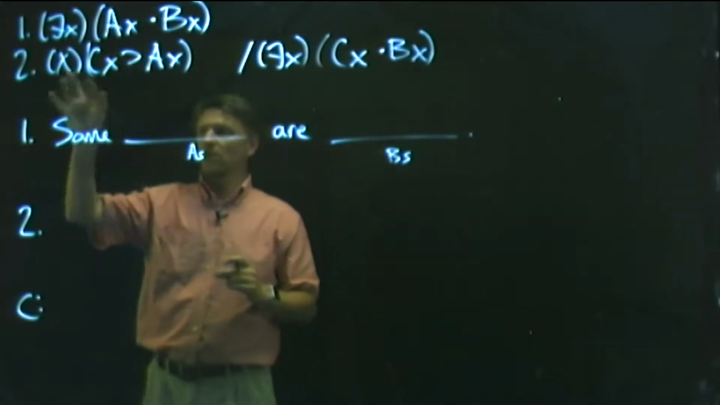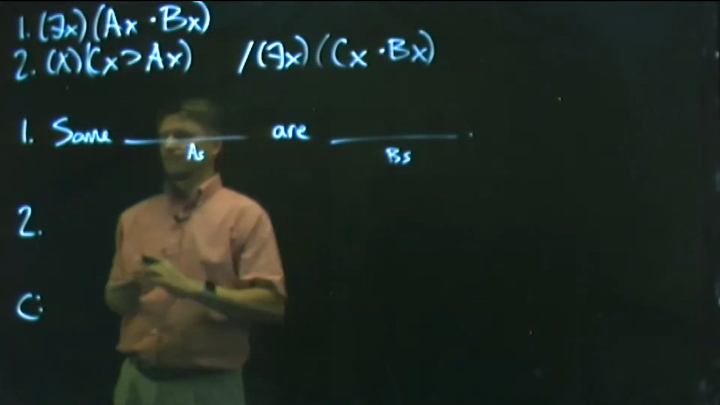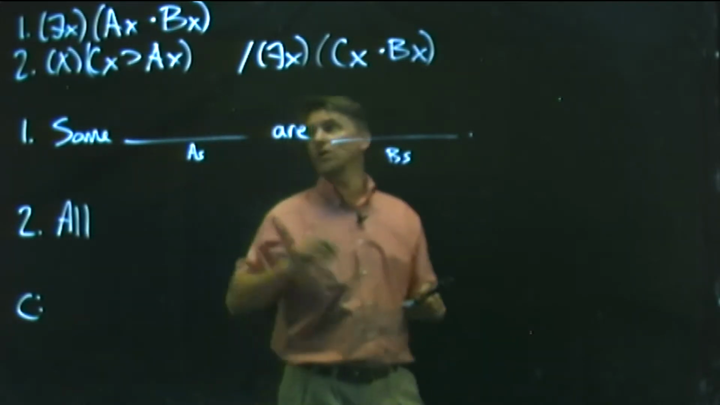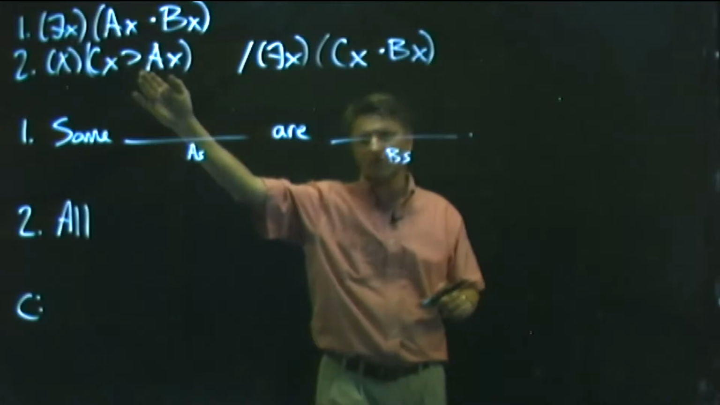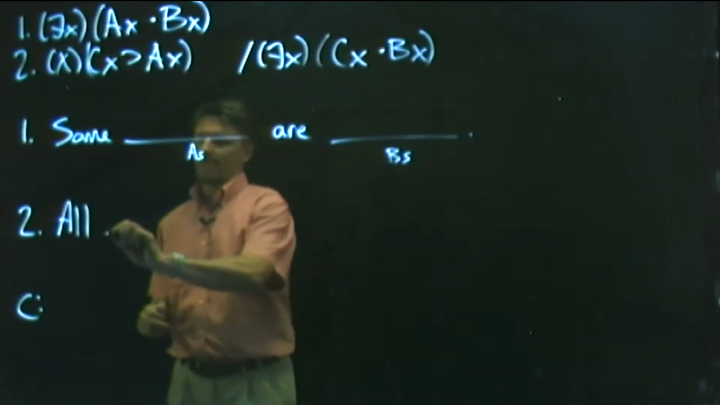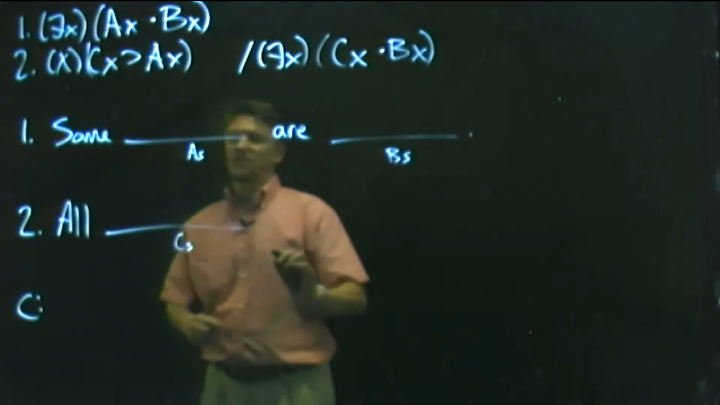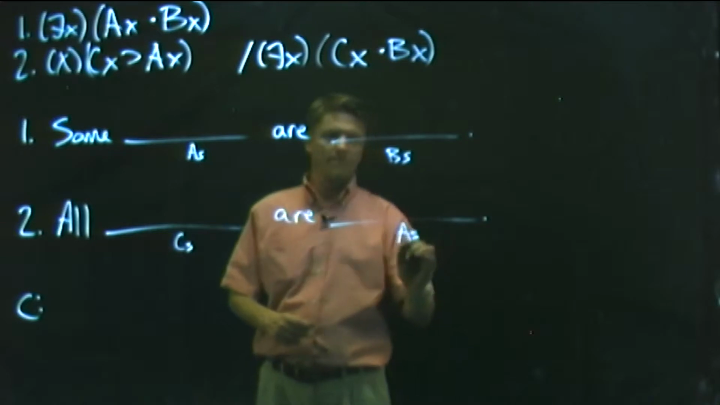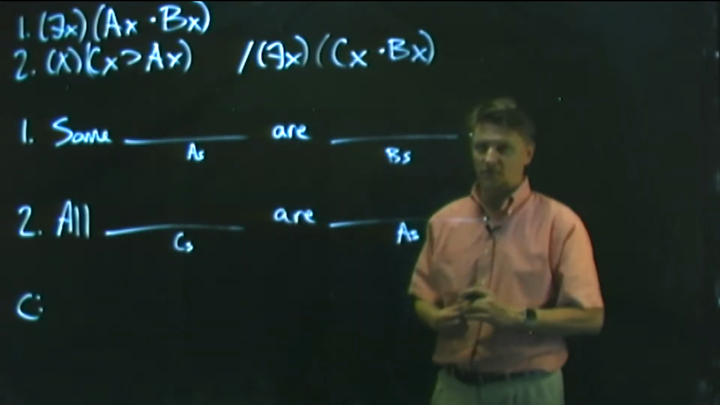Second premise, the universal quantifier. Well, that's going to translate as all unless we have a tilde in here, as we saw in the last video. But there aren't any tildes, so we can go with all. All C's are A's for our second premise.